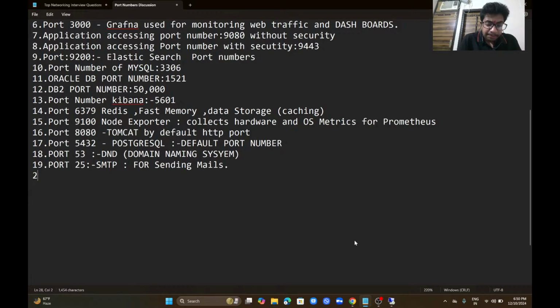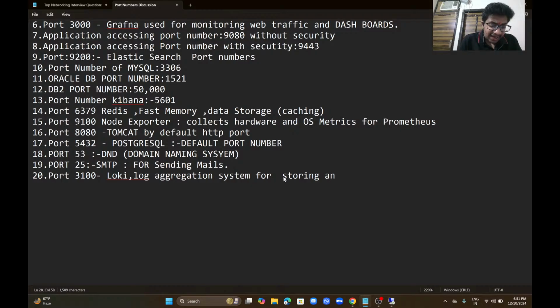Okay, the 20th port number: port 3100. Loki means log aggregation system, for storing and log analysis purpose. Okay.